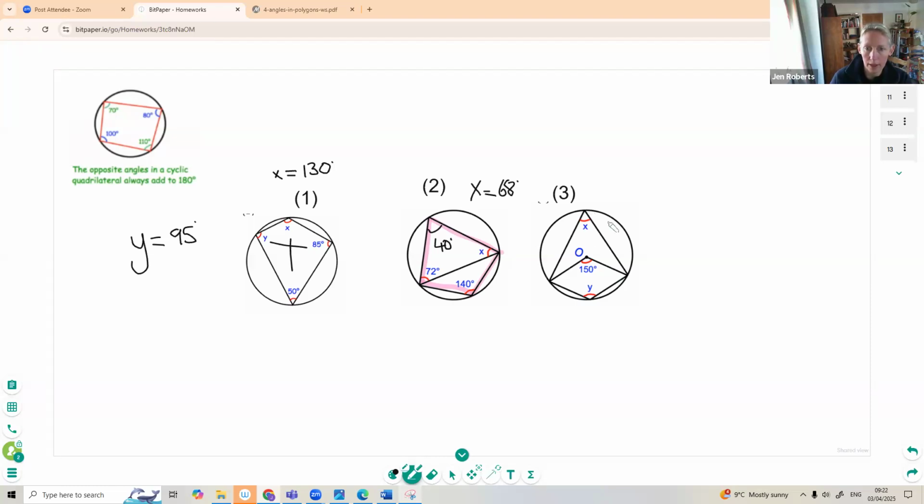Got the arrow theorem here, as you can see. So x is half of 150, which is 75. And then you've got your cyclic quad here. 180, take away 75, 105.